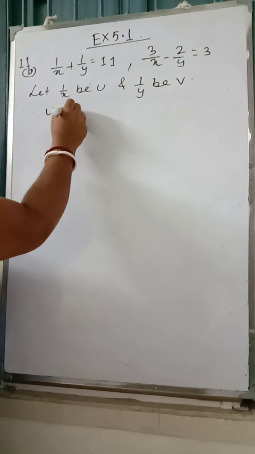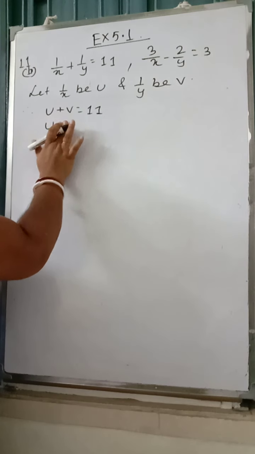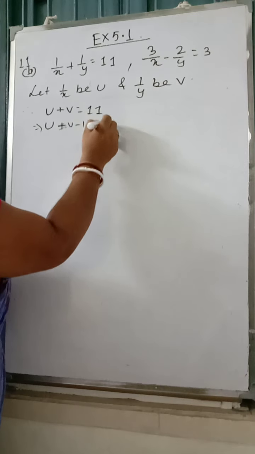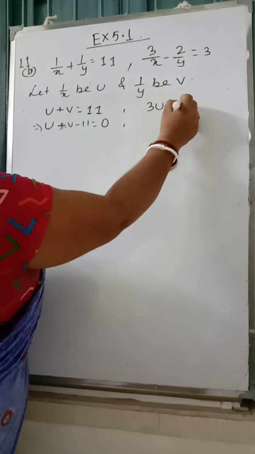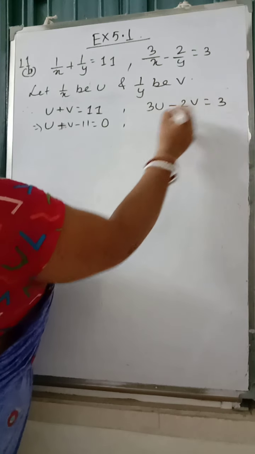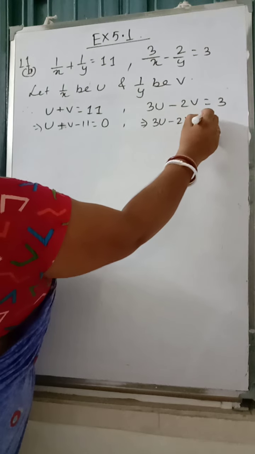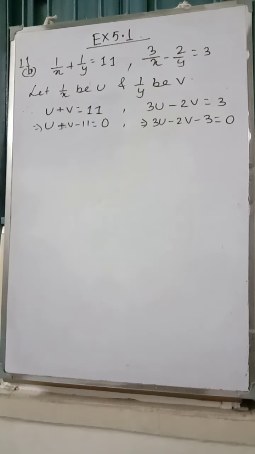u plus v is equal to 11, and that we can write as u plus v minus 11 is equal to 0, and this gives you 3u minus 2v is equal to 3. So that could be written as 3u minus 2v minus 3 is equal to 0, because we have to bring it in the form of ax plus by plus c is equal to 0.